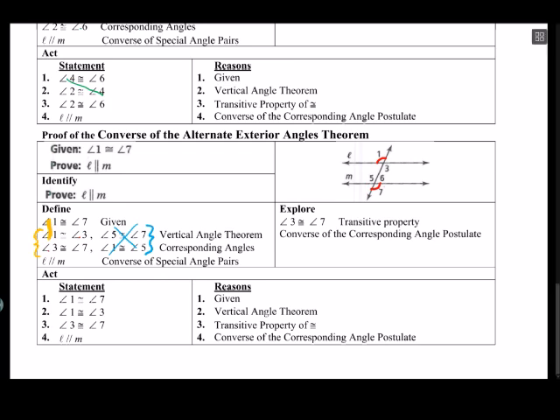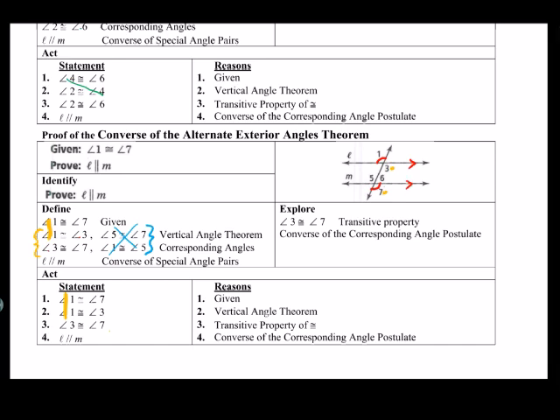I know 1 and 7, 1 and 3 are vertical angles. Cross out the middleman there and say that angle 3 is congruent to angle 7 by the transitive property of congruence. And once I have 3 and 7 related, those are corresponding angles, so I can prove that my lines are parallel by the converse of the corresponding angle postulate. And once again, now that I have proven this theorem using my known postulates, I can use it in the future. Anytime I see 1 and 7, I can say, well, those are alternate exterior angles. They are congruent. Therefore, my lines are parallel.